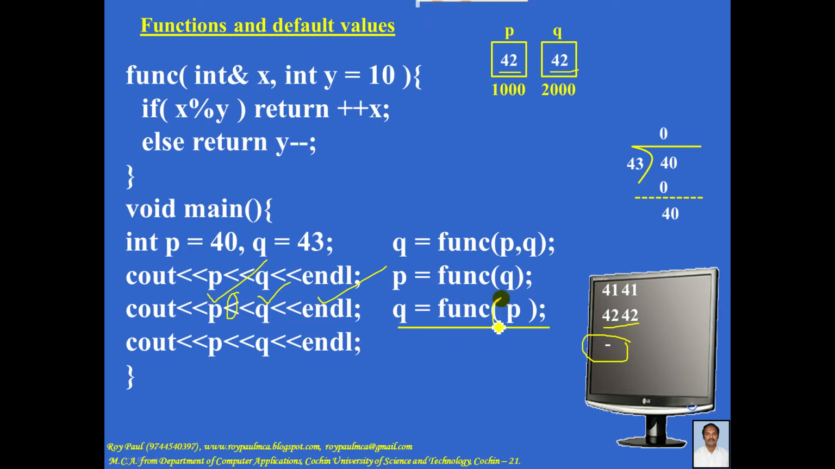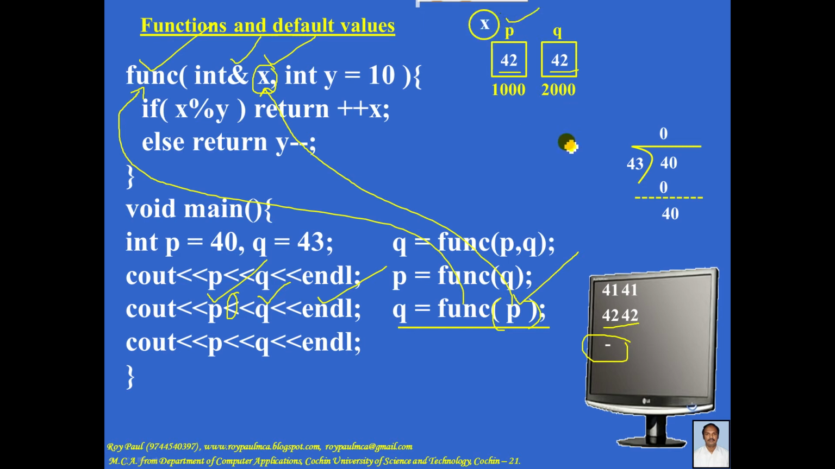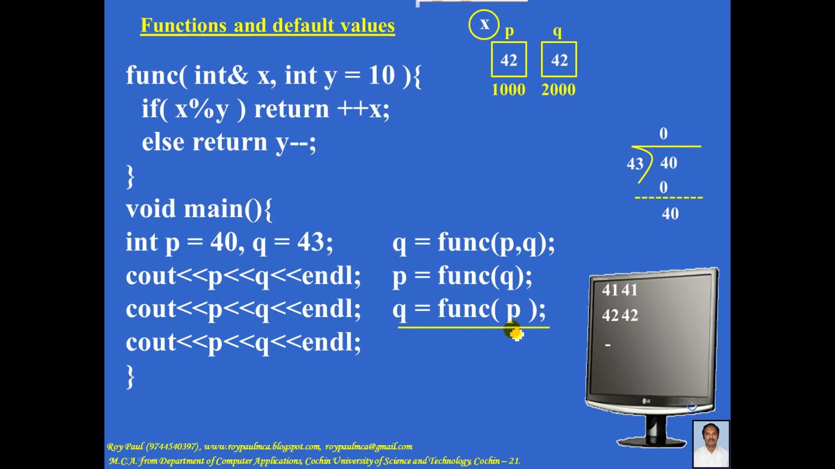Now again, the same symbol, function symbol. So it's a function. On encountering a function call, finally control reaches the point where the function is defined. The first argument is passed into first parameter. Here ampersand sign is there, meaning this one is a reference variable. So x is another name for p. So p gets one more name, x. Now the second argument is not given. So the default value 10 comes in variable y.